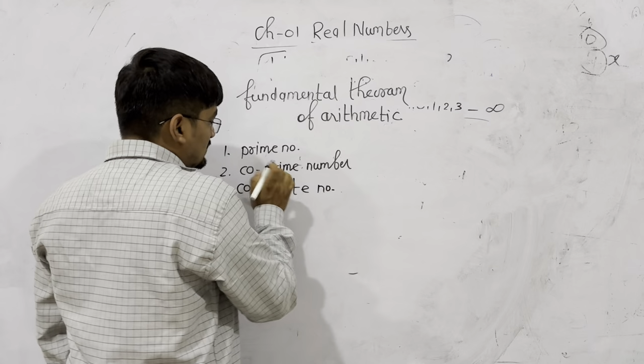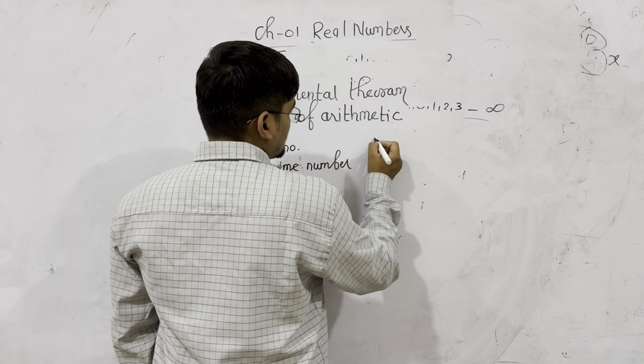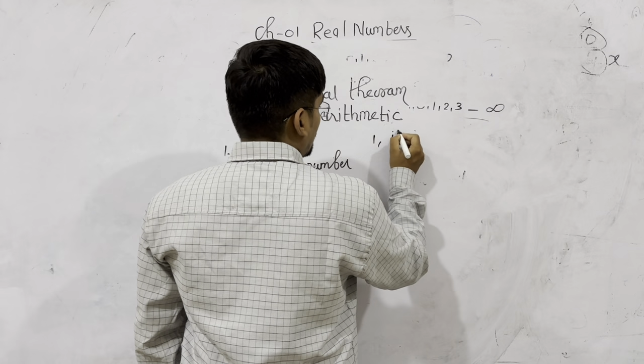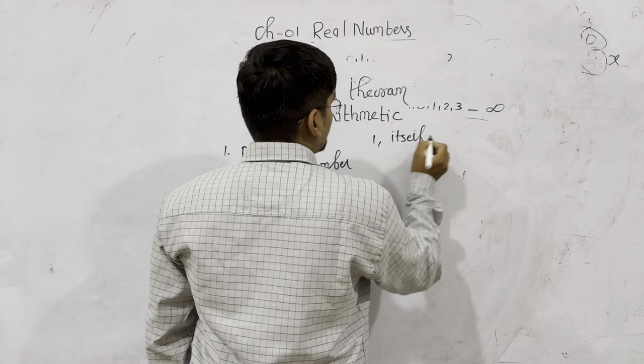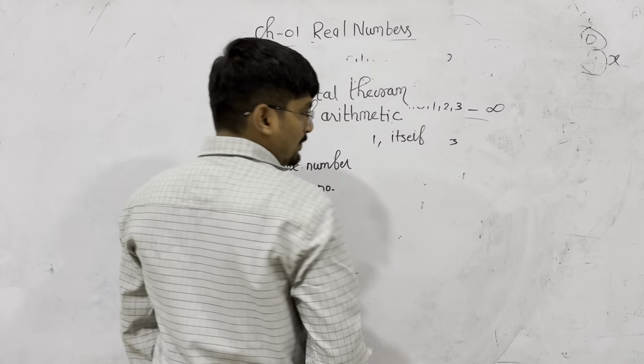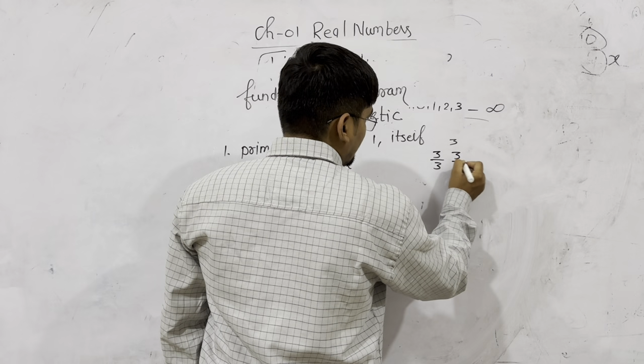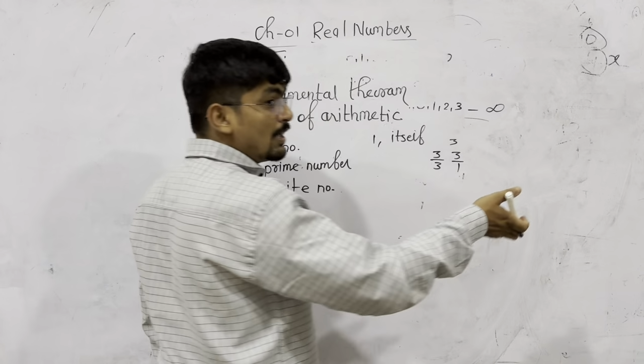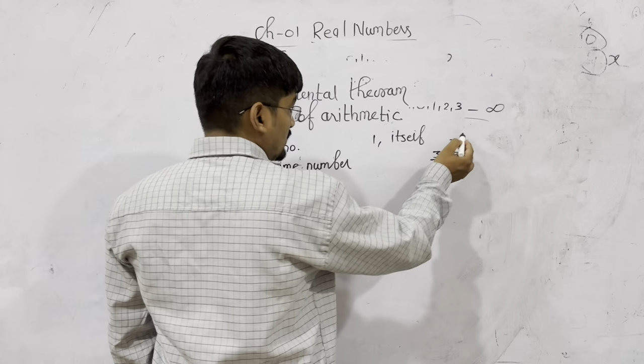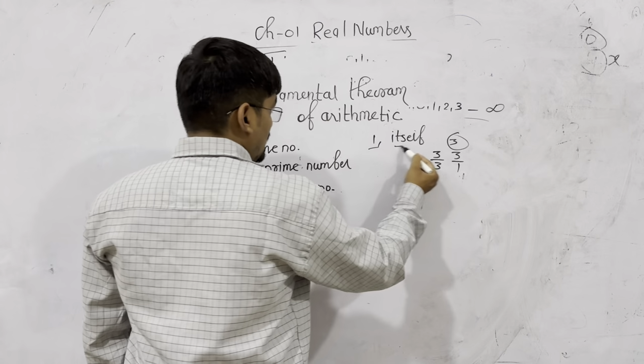What is a prime number? Any number which is divisible by 1 and the number itself is known as a prime number. 3 is a prime number. 3 is divisible by 3 and also by 1, but 3 is not divisible by any other number. That's why 3 is a prime number: divisible by 1 and the number itself.